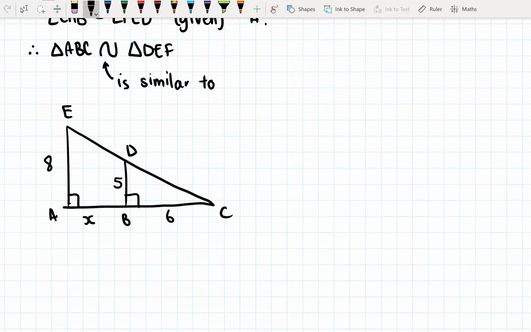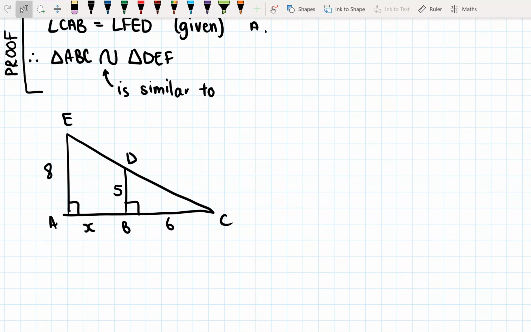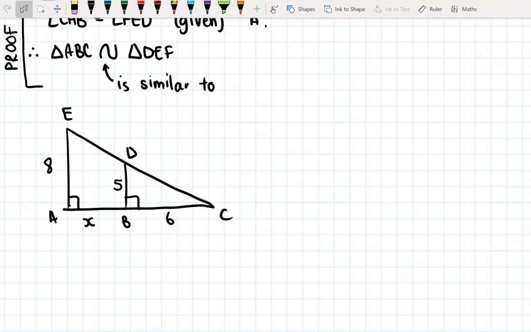Now, when you get a question like this and you need to find what X is, the first thing you always need to do is one of these similar triangle proofs. This is a similar triangle proof. And you must do this anytime that you need to use the ratio table. If you do a ratio table without a proof, then you haven't shown anything. You get 0 points. You must do a proof to show that these two triangles are similar first.